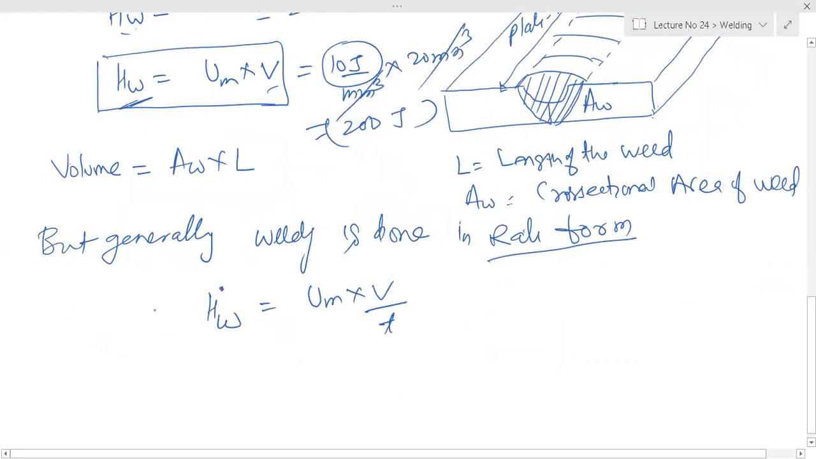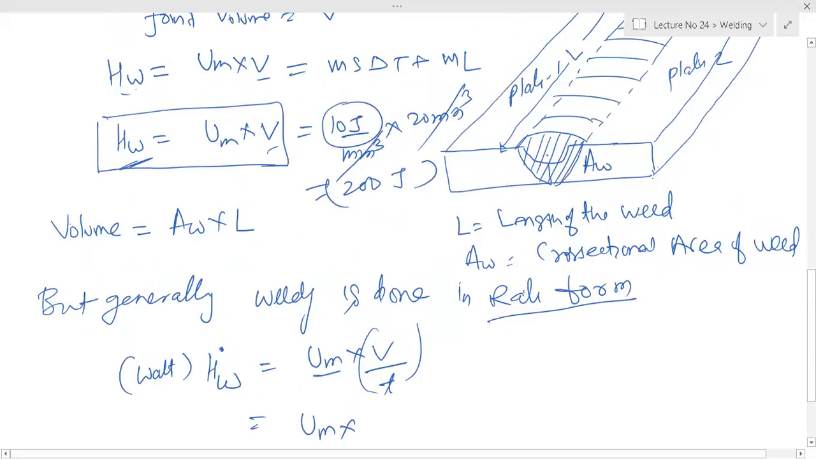Means it will be per second. So it will be energy per second. It will be basically power, like watt. And then UM is same, and this is your volume divided by time, so it is your volumetric rate. So this you can write UM into E by T, that is volume rate.